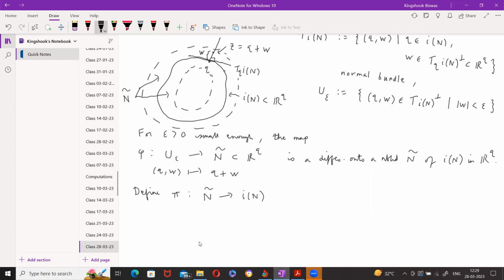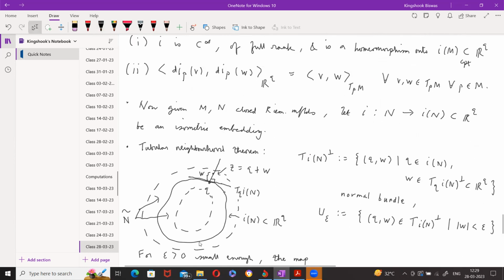So it's just any point in the neighborhood N tilde is of the form Q plus W. So map this to Q. Yeah. So this projection, what one can show is that this point Q actually is the closest point to this point Z. Okay. So this point here is Q. This Q is pi of Z.